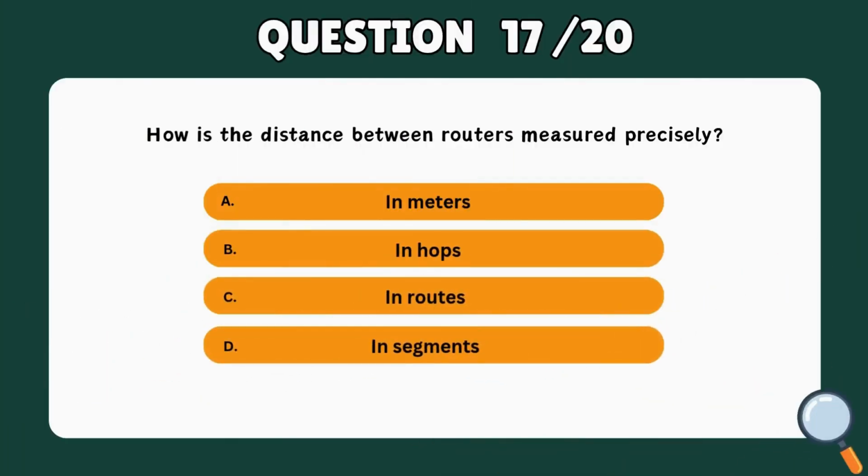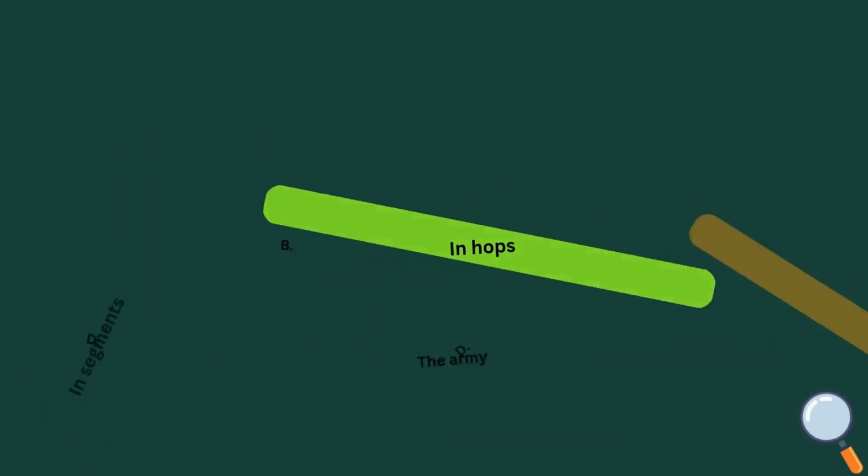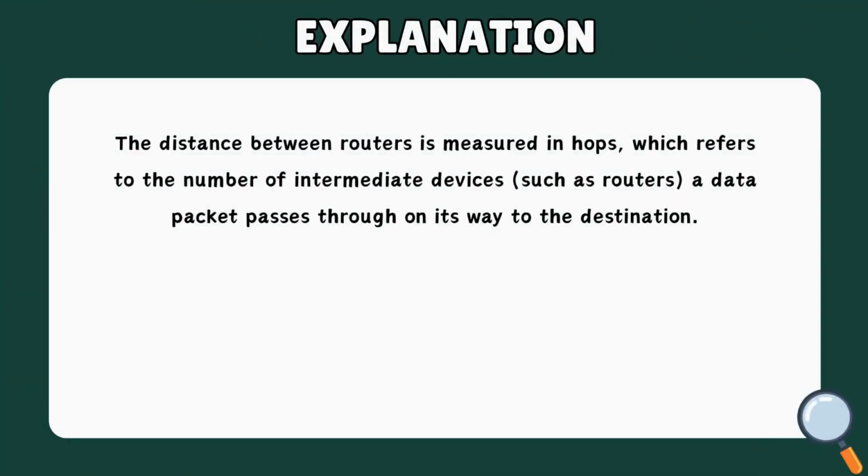Question 17. How is the distance between routers measured precisely? A. In meters. B. In hops. C. In routes. D. In segments. Correct answer: B. In hops. The distance between routers is measured in hops, which refers to the number of intermediate devices, such as routers, a data packet passes through on its way to the destination.